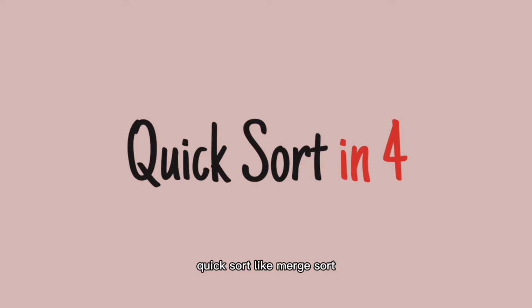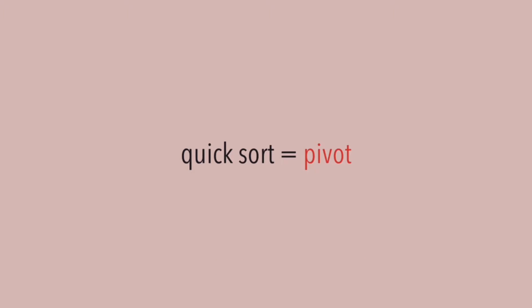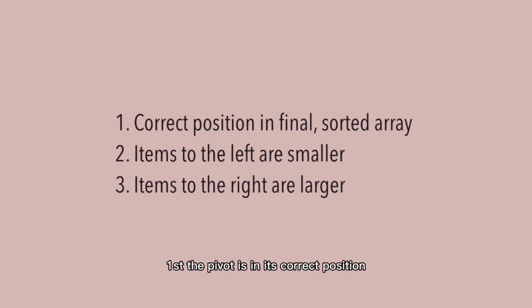Quicksort. Like merge sort, quicksort is a recursive algorithm. However, when you think of quicksort, I want you to think of the word pivot. A pivot is simply one of the items in the array that meets the following 3 conditions after we sorted it. First, the pivot is in its correct position in the final sorted array. This means that all items to the left are smaller, and all items to the right are larger.